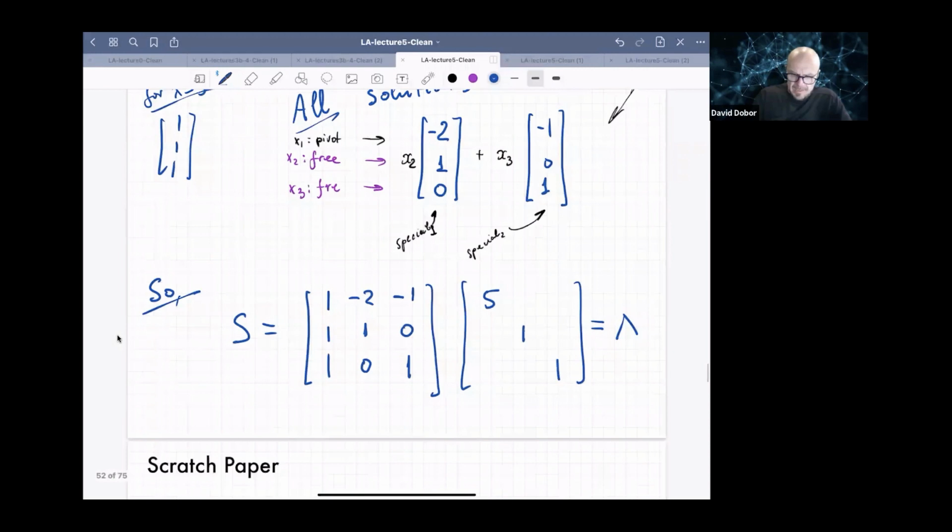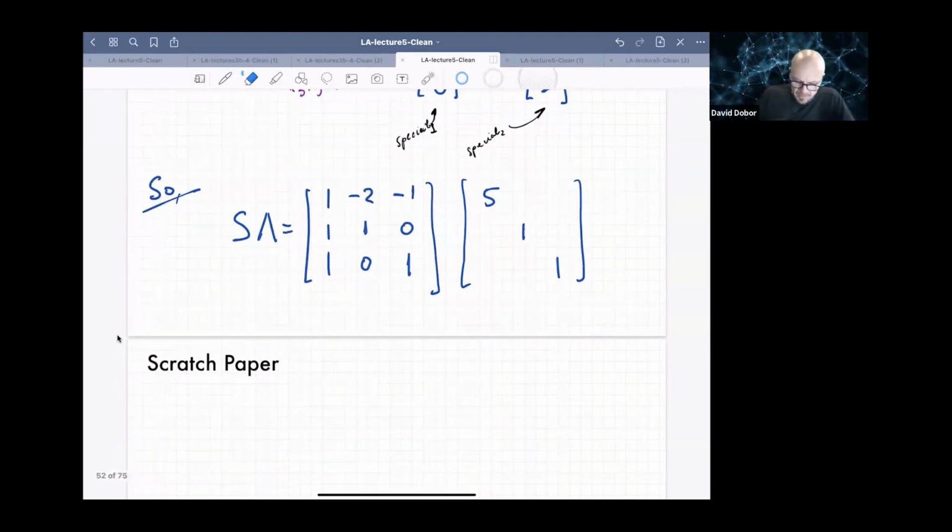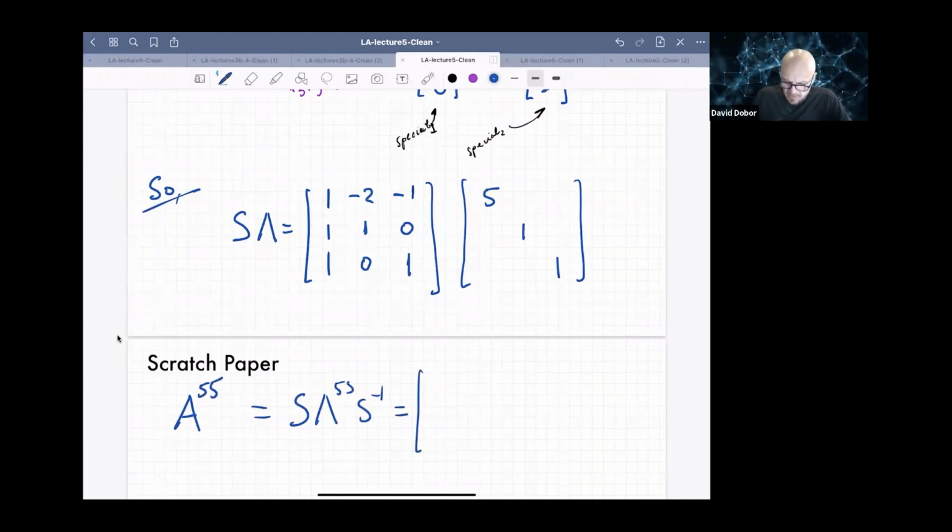So this is S times lambda. What we have here is S times lambda is that product. So A to the 50 gazillionth power, let's say A to the 55, is going to be S lambda to the 55 S inverse, and here's my S. I guess I'm rewriting it. Maybe this is faster than copy pasting sometimes.